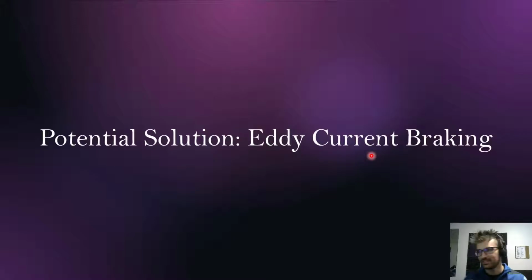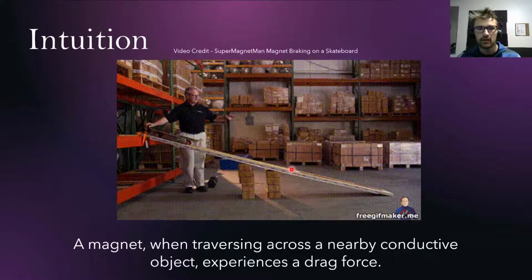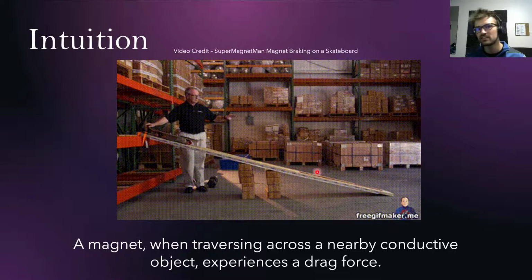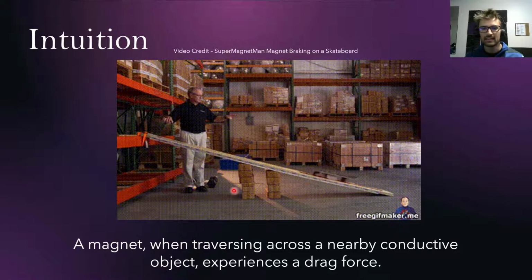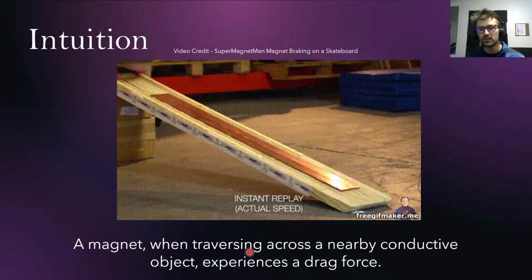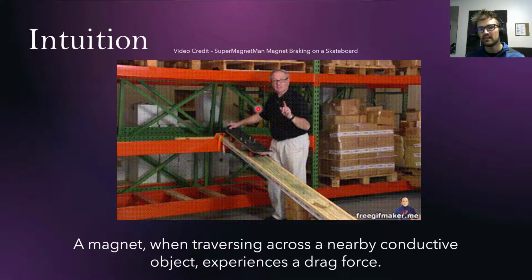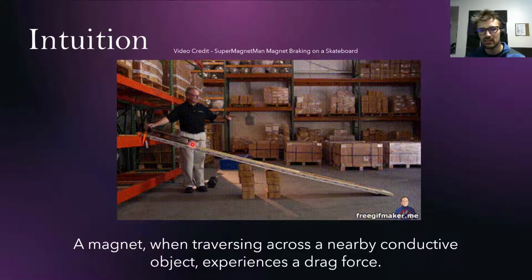And that's what we'll talk about, 10 minutes later: eddy current braking, which is a potential solution that I'm proposing in this paper. So we'll briefly go over that. First off, the intuition for those who aren't familiar. The visualization I'd like to show everyone today is that a magnet, when traversing across a nearby conductive object, experiences a drag force. This little video at the bottom will show a demonstration of this.